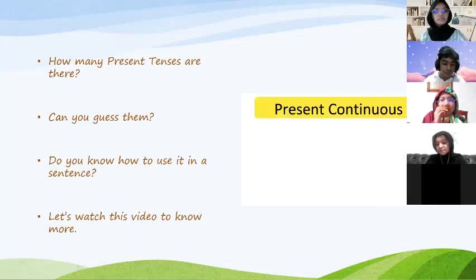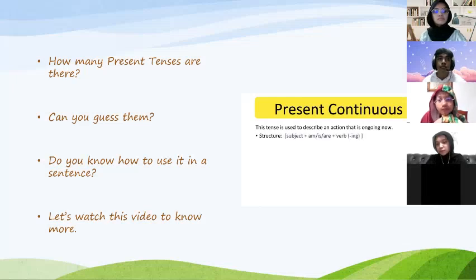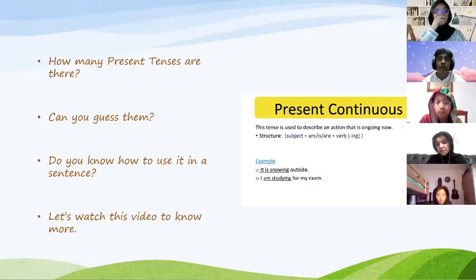Present continuous. This tense is used to describe an action that is ongoing now. The structure is subject plus am, is, are, plus a verb ending in ing. For example, it is snowing outside. I am studying for my exam. She is eating her lunch. For subject I, we use am. For subject she, he, it, we use is. For subject we, you, they, we use are.